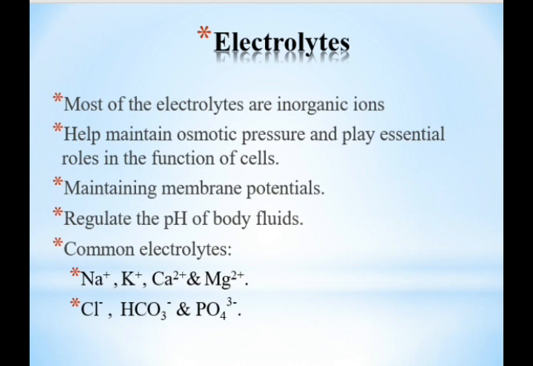So electrolytes, they have inorganic ions, and they help maintain osmotic pressure and play essential roles in the function of cells. Electrolytes also maintain membrane potentials and regulate pH of body fluids. For common electrolytes, you have Na+, K+, Ca2+, Mg2+. And for negative ions, we have Cl-, HCO3-, and PO4, which is phosphate.